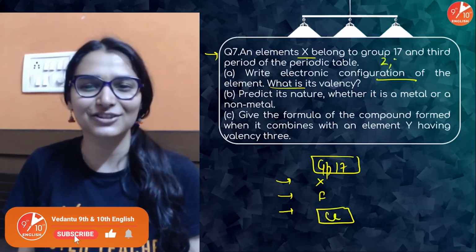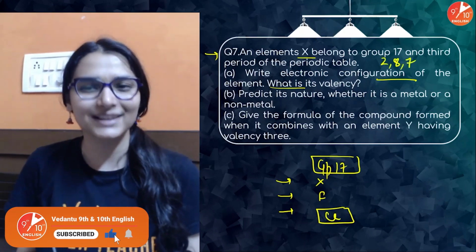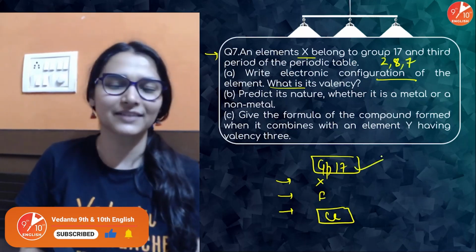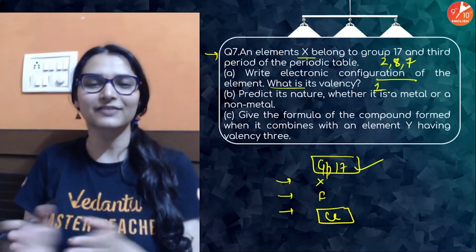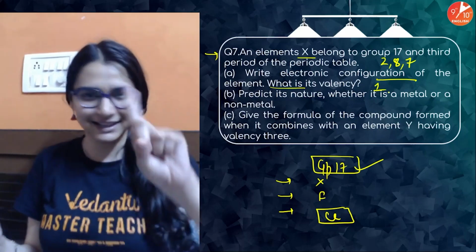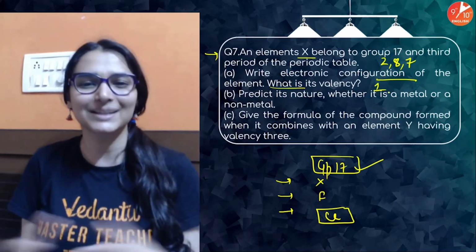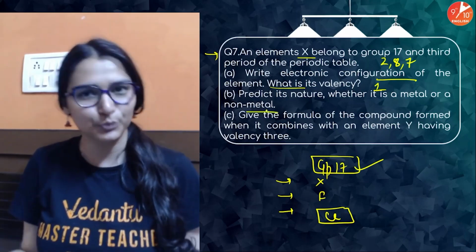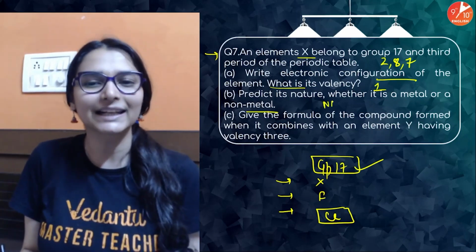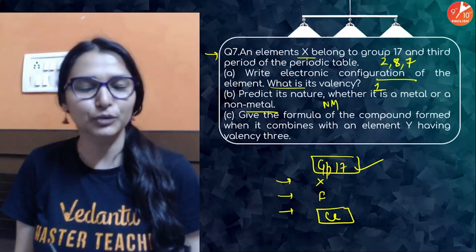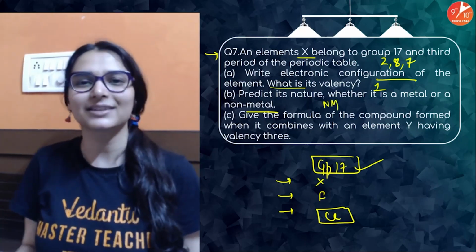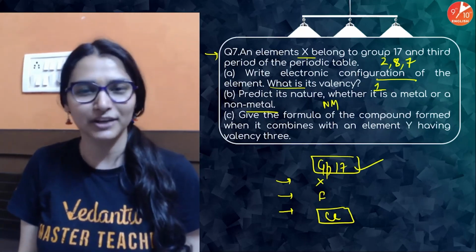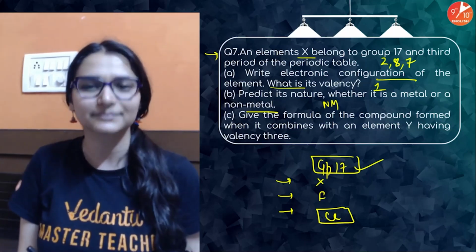Write the configuration 2, 8, 7. What is the valency? Group 17 elements have 7 valence electrons. They need to gain 1 electron in order to get stabilized. Valency would be 1. Simple, easy peasy. Predict the nature, whether it is a metal or non-metal. Group 17 देकर पूछ रहे हैं, definitely non-metals हैं, है ना. ग्रुप नंबर 14, 15, 16, 17 में कौन है? Non-metals हैं. Generally avoid the metalloids.